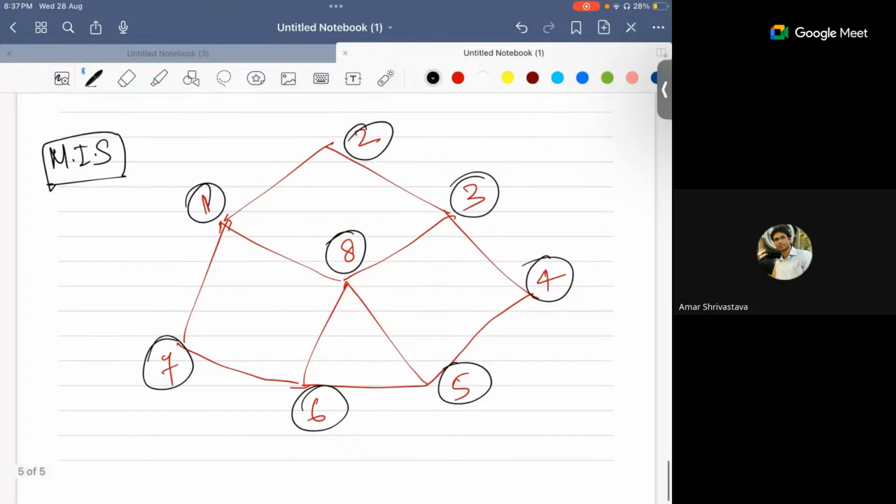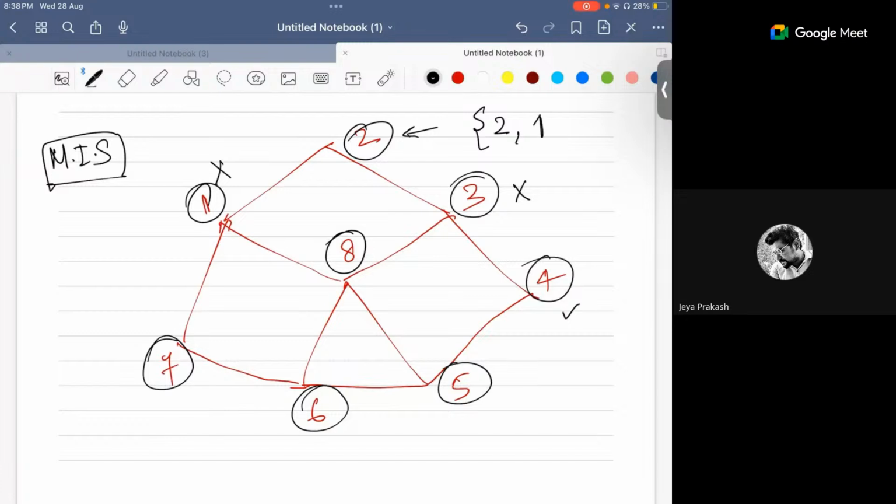You just start from 2. Just take 2. Cut down all the vertices that are directly connected to 2. So if I'm taking 2, I'll cut down 1 and 3. 8 has no connection to 2. Next I can take is 4.